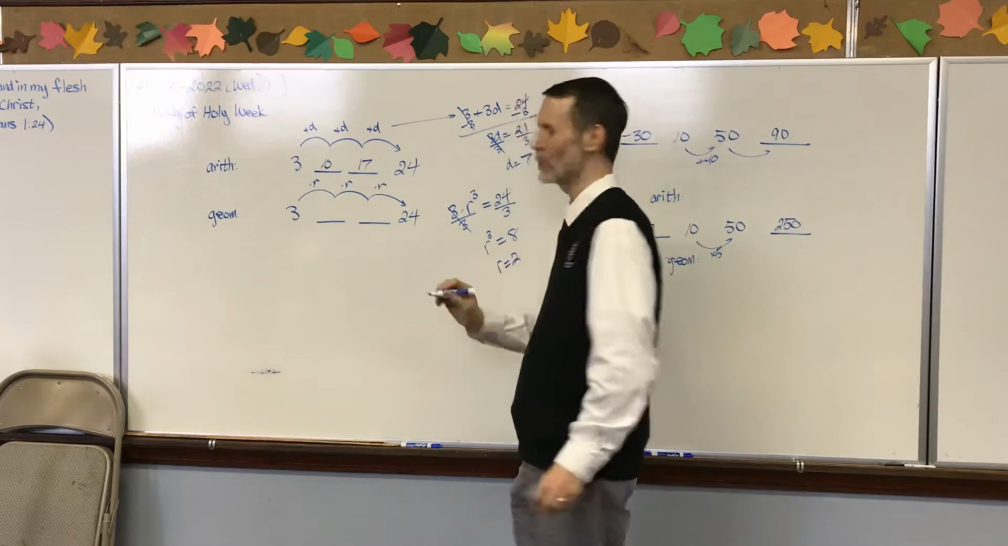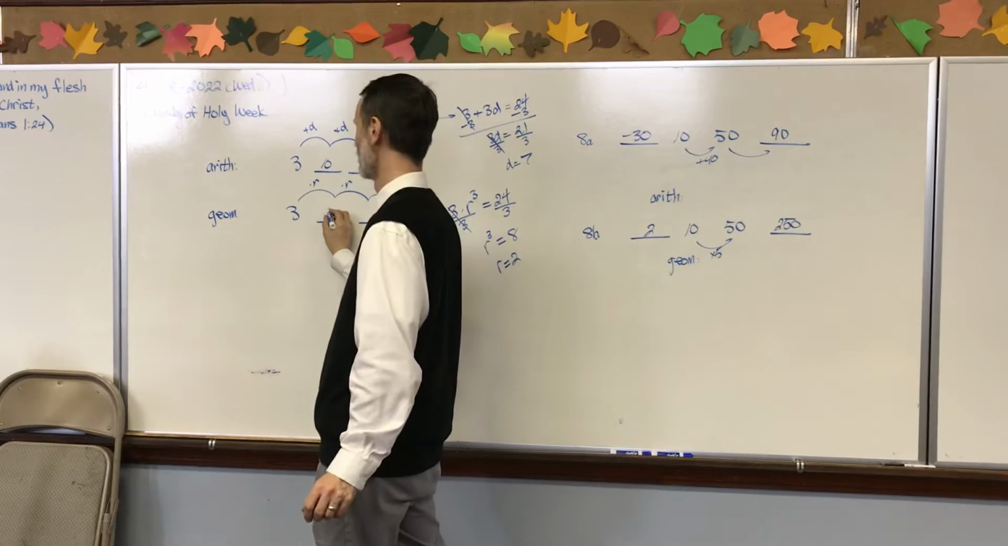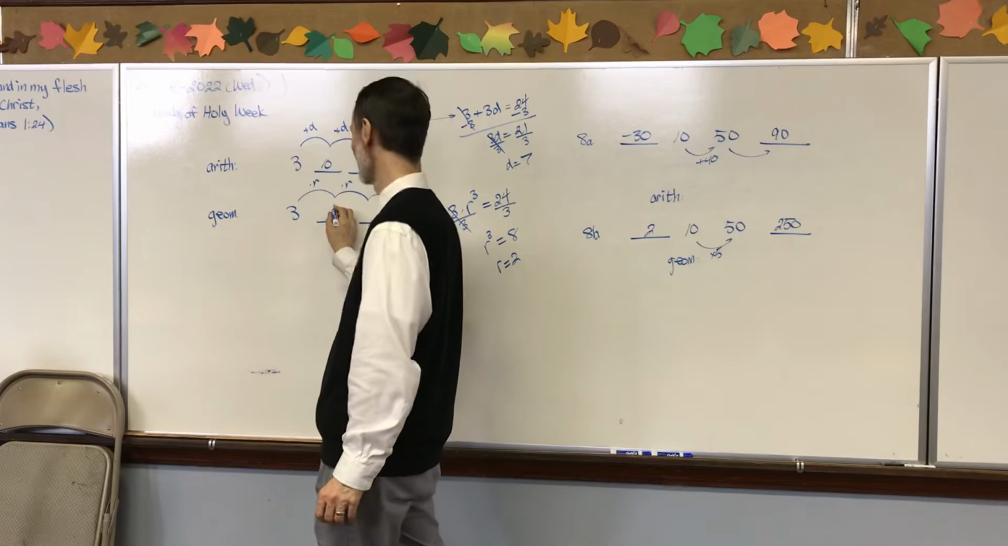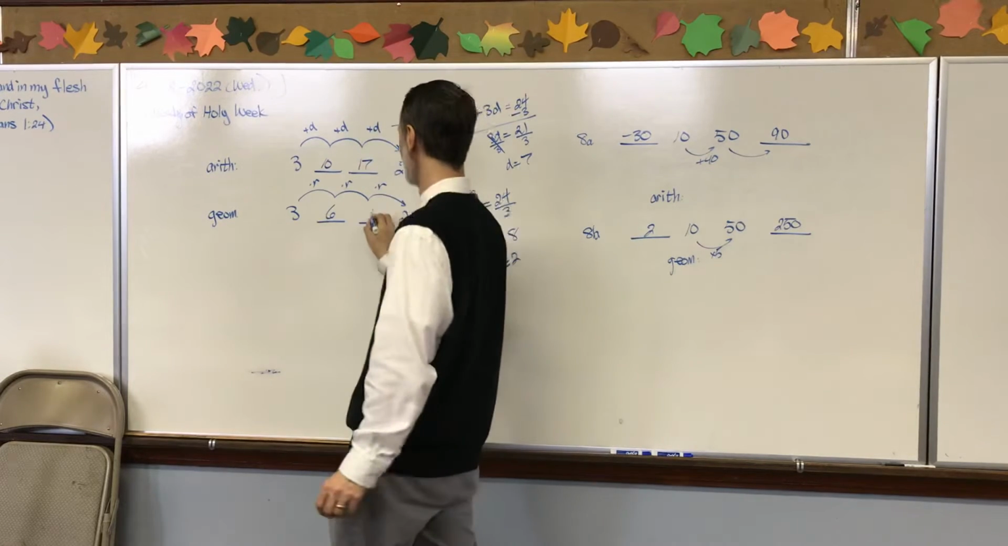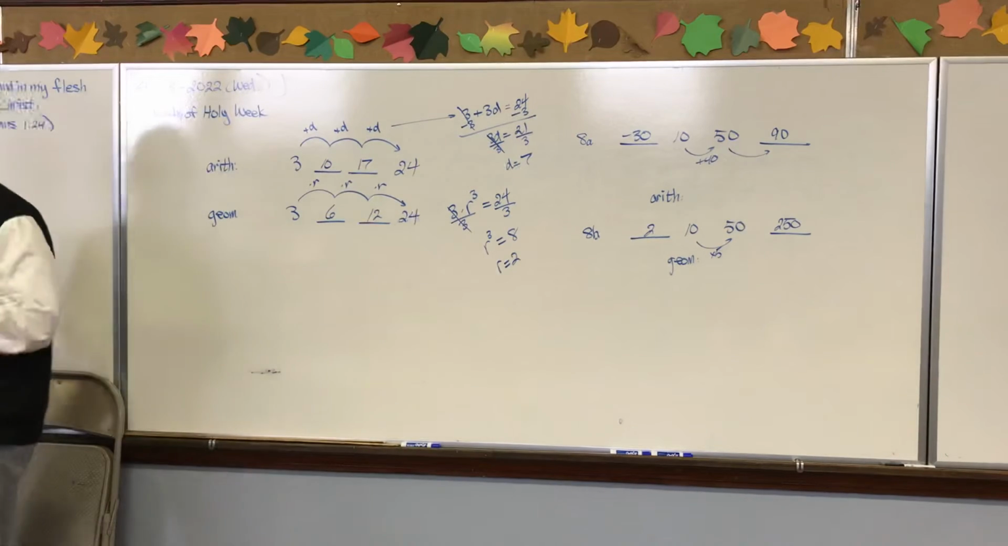You just found what you're multiplying by. Now do it. Multiply by 2. Don't work too hard. 6. Multiply by 2. 12. Got it. 36.